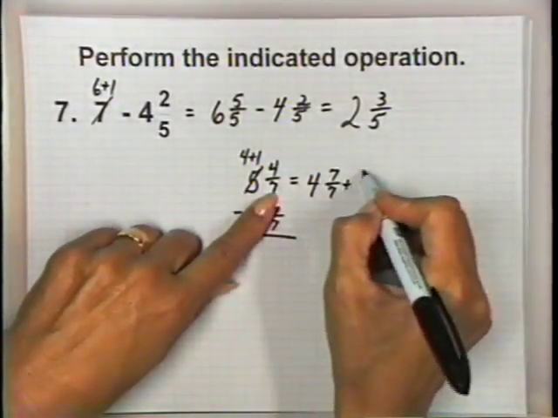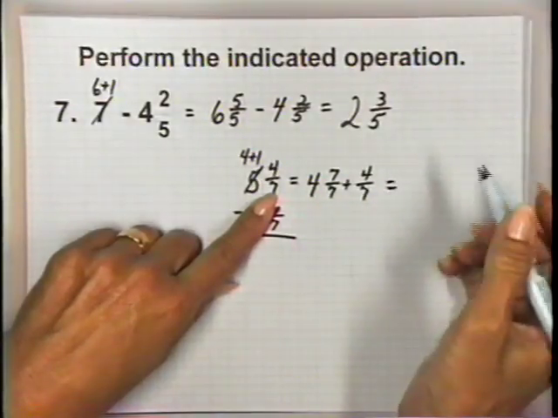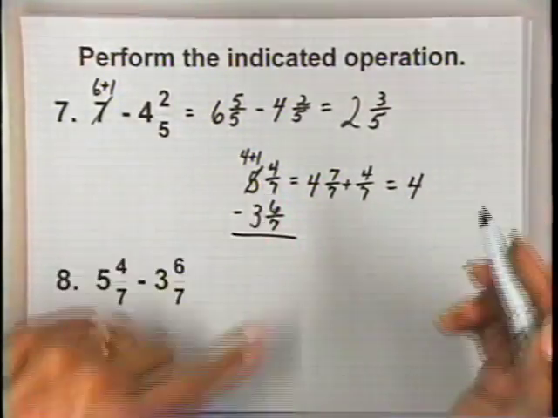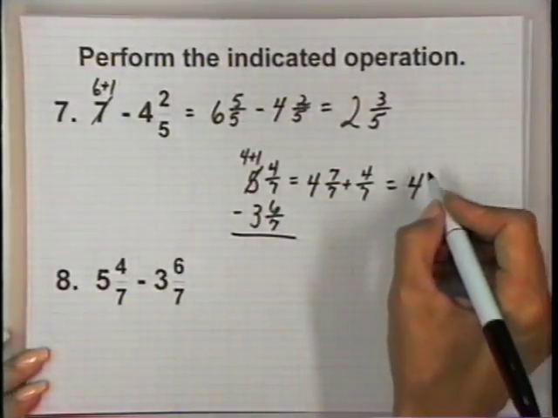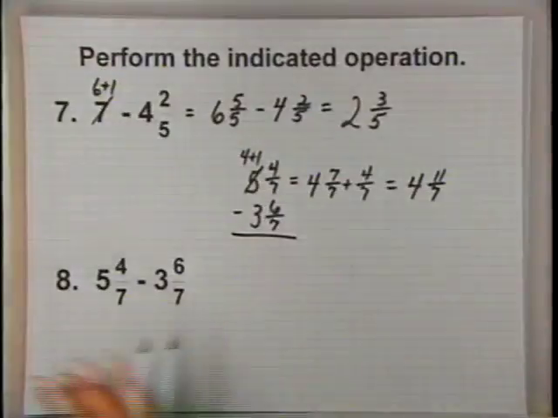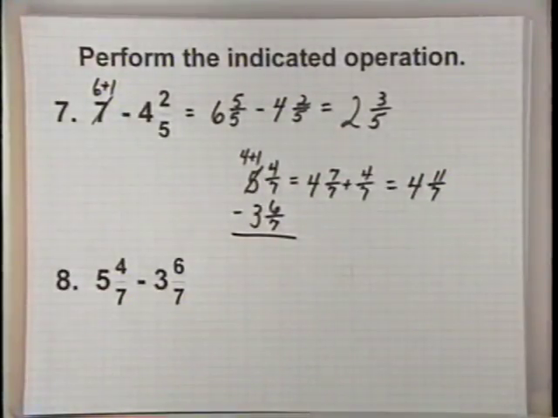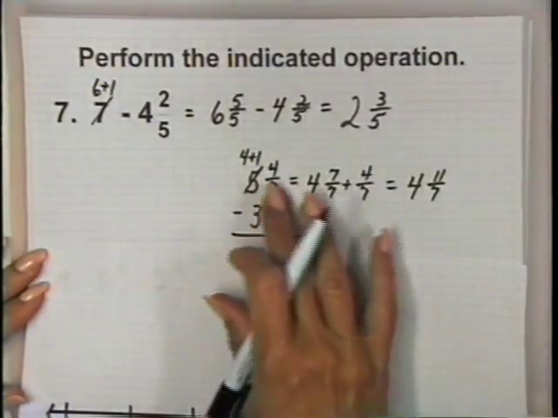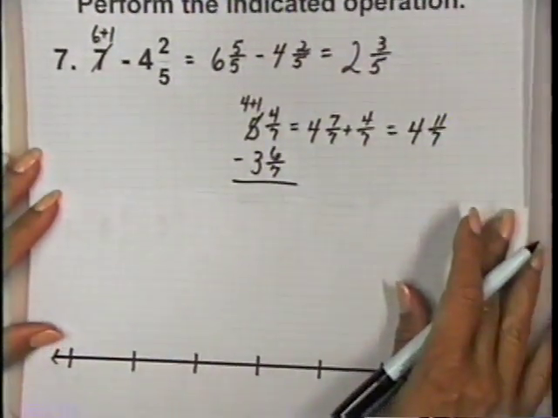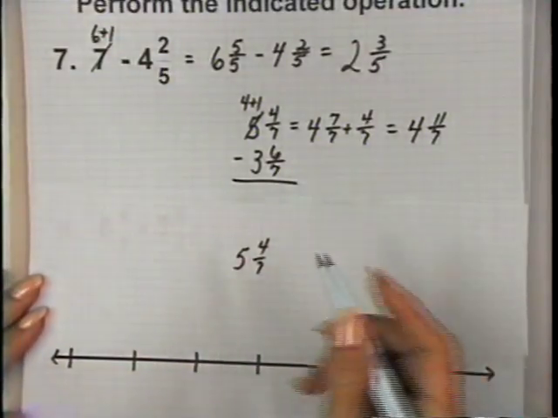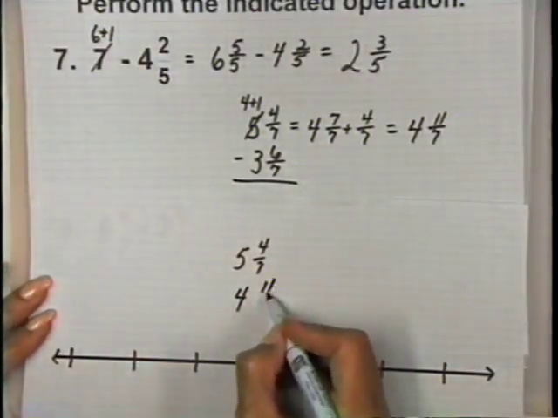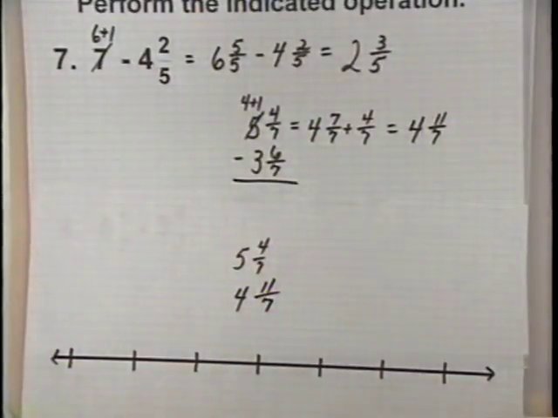Now I need to add the 4/7 to it. So I have 4 and 7/7 plus 4/7 is 11/7. I'd like for us to look at this on the number line. We have taken 5 and 4/7, and we have said that that is the same as 4 and 11/7.